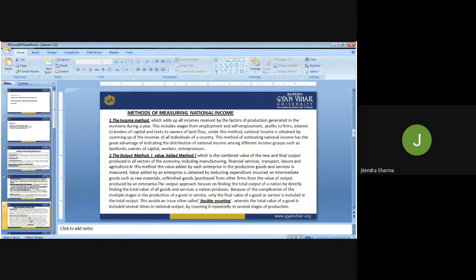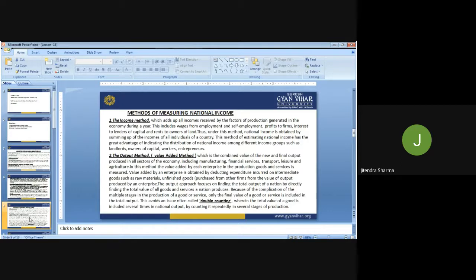Then the second one, the output method or value added method, which is the combined value of new and final output produced in all sectors of the economy, including manufacturing, financial services, transport and agriculture. In this method, the value added by each enterprise in the production of goods and services is measured. It means whatever the contribution of each enterprise is in the production of income, we are adding this value. The value added by an enterprise is obtained by deducting expenditure incurred on intermediate goods such as raw material and unfinished goods purchased from other firms from the value of output produced by the enterprise.